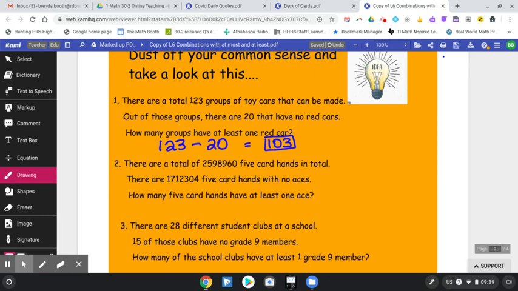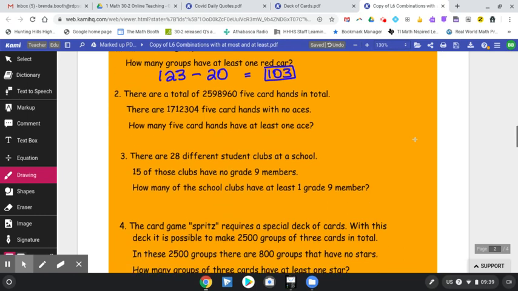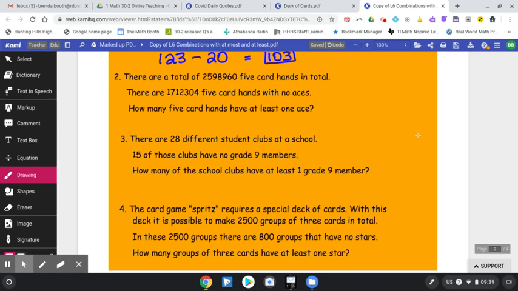Now, don't get too worried about this "at least one red." It just means they've got some number of red cars in them. Could be 1, could be 2, could be 3. We don't even know in this question how many are in the group. So just really trying to keep it simple, just this common sense piece.